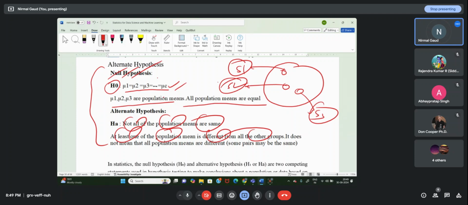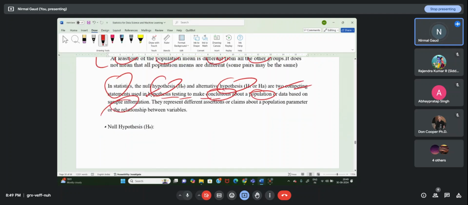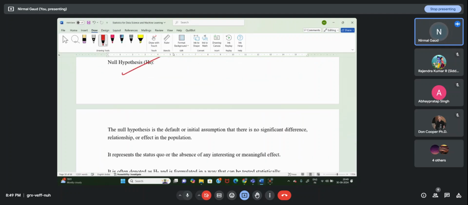Okay, let's see, let's prove something. So in statistics, the null hypothesis and the alternate hypothesis are in competition with each other, because a hypothesis is a statement. We have to draw a conclusion about the population based upon the sample. So based upon the sample, I will talk about the entire population. Okay, fine. So the null hypothesis, you know what it is. The initial assumption, the initial statement.